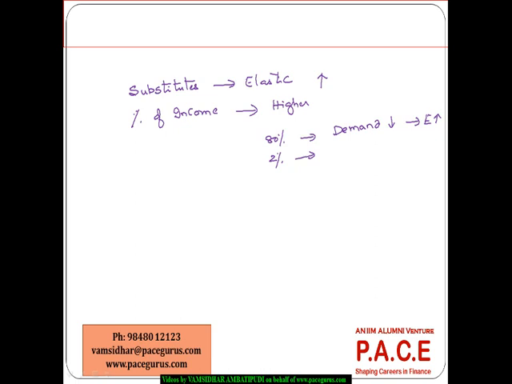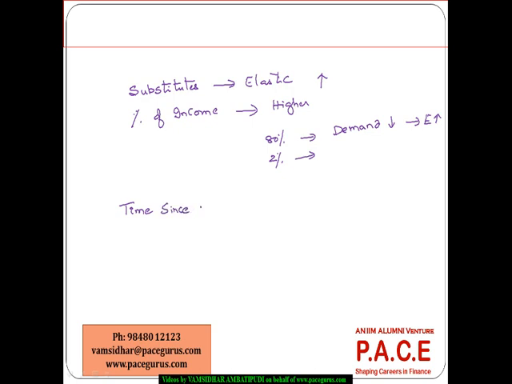So if the proportion of my income on that particular good is high, the elasticity is going to be much higher. But if that good constitutes a very small proportion of my total income, then I may not worry too much about it, so my elasticity may not be much higher. Similarly, another important factor that plays a role in elasticity is the time since the price change.